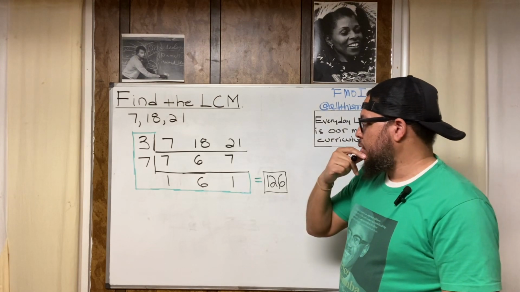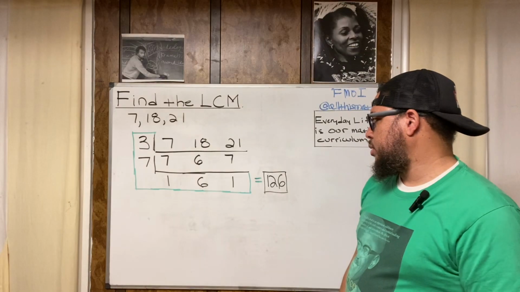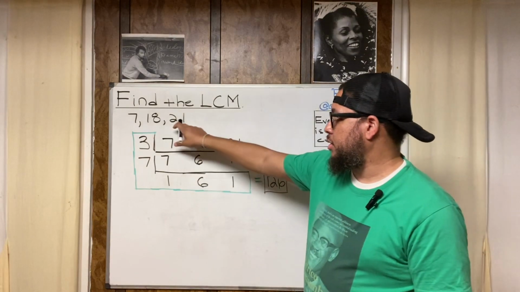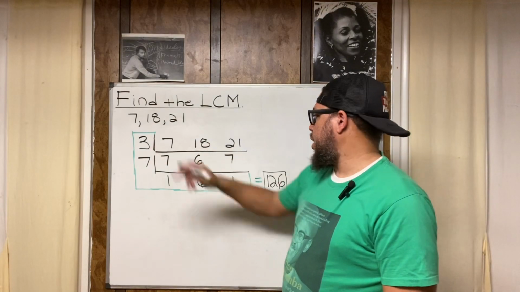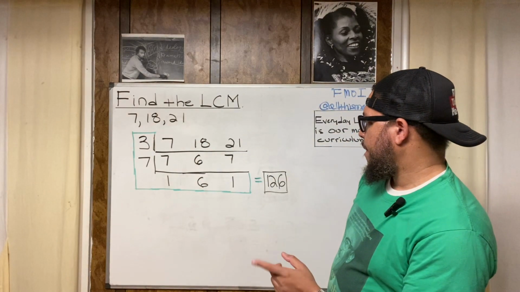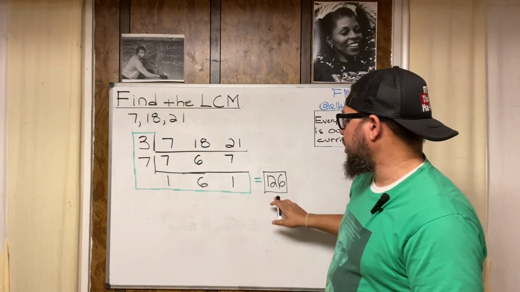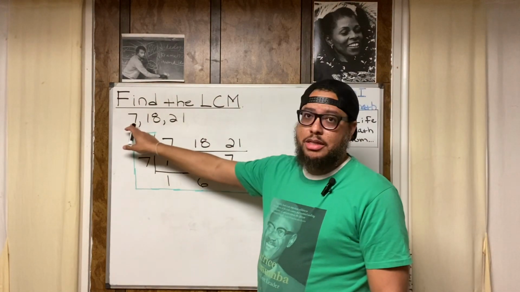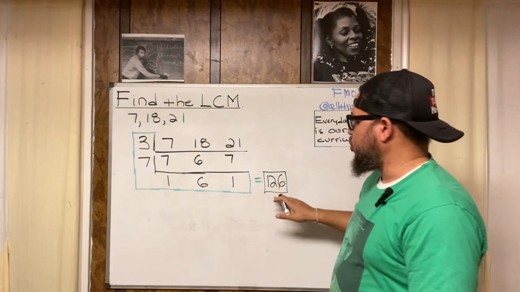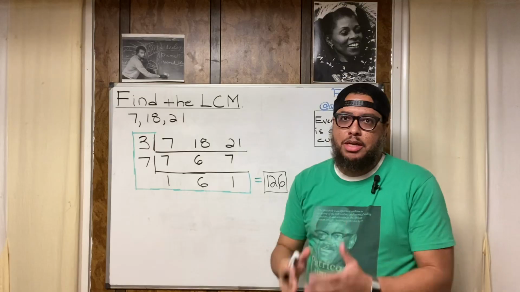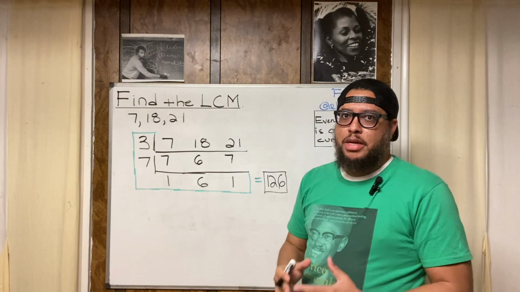Because you could do 21 times 6 to get to 126. You could do 18 times 7 to get to 126. And then 7 times 18 to get to 126. But 126 is the closest meeting point for all of them numbers where they can all meet up.